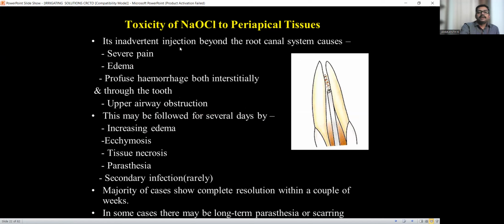The inadvertent injection of sodium hypochlorite beyond the root canal system causes this problem. It is manifested as severe pain, edema, and profuse hemorrhage, both interstitially and through the tooth. It may cause upper airway obstruction, and this may be followed for several days by increasing edema, ecchymosis, tissue necrosis, paresthesia, and it can even cause secondary infection. The majority of cases show complete resolution within a couple of weeks. In some cases, there may be long-term paresthesia or scarring.